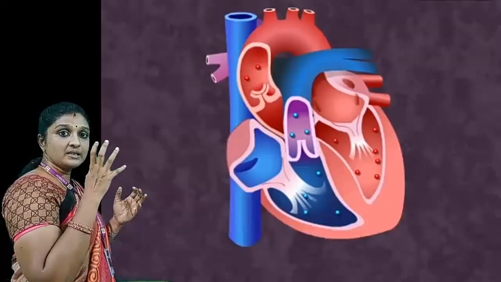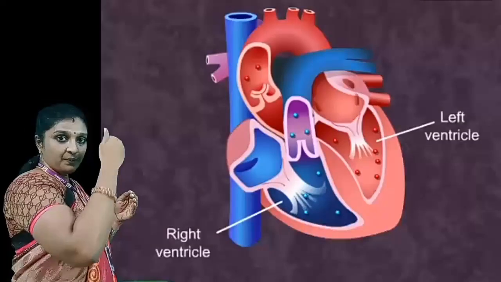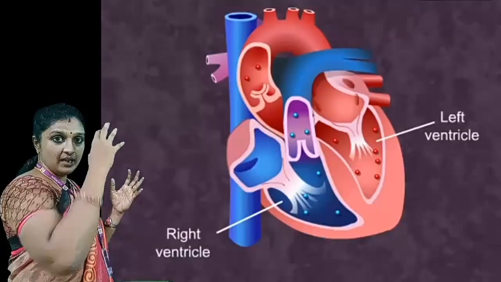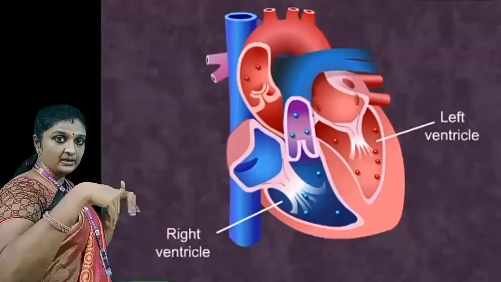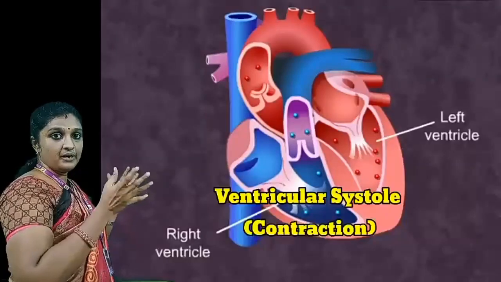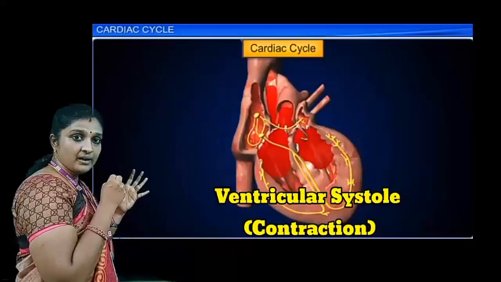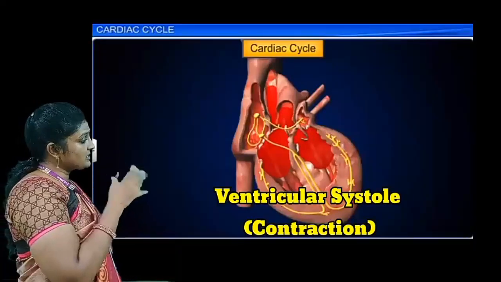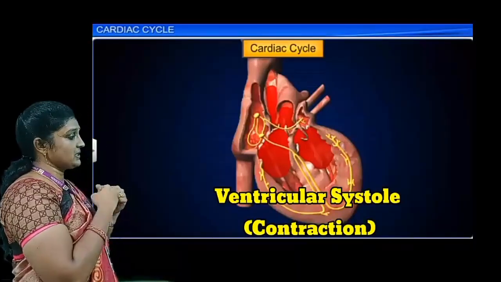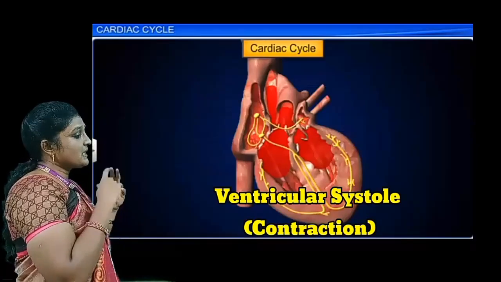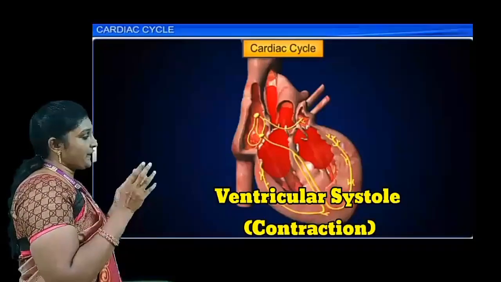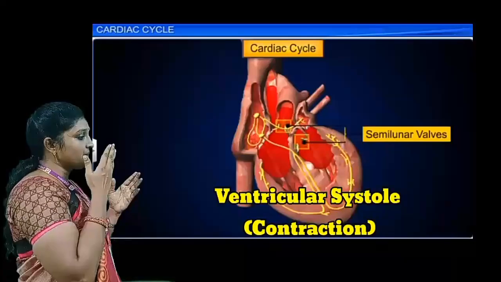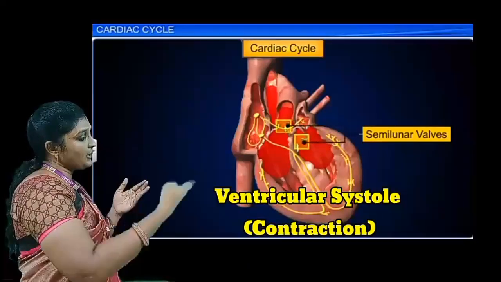It contracts the ventricle part. The pressure is increasing, and this AVN nodal tissue, which is connected to both sides of the ventricle, helps to contract the ventricle region of the heart. When the contraction takes place in the ventricle region, what will happen? The semilunar valves open on both sides, in the pulmonary artery and the aorta.